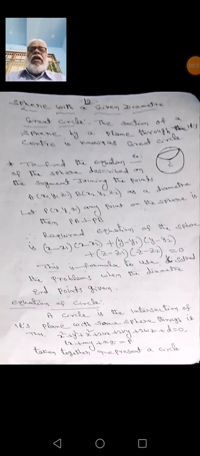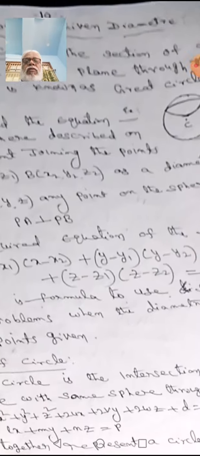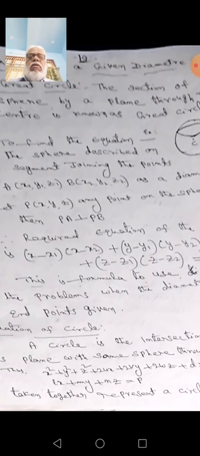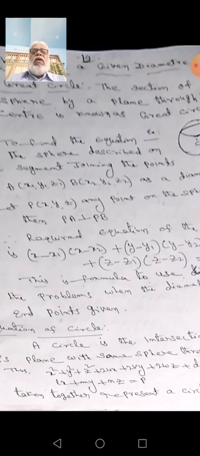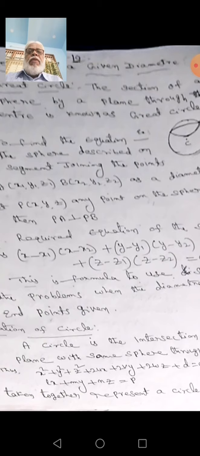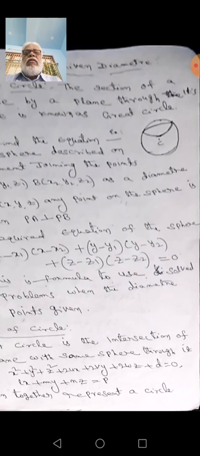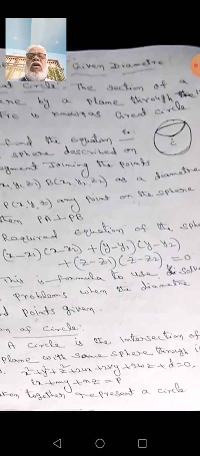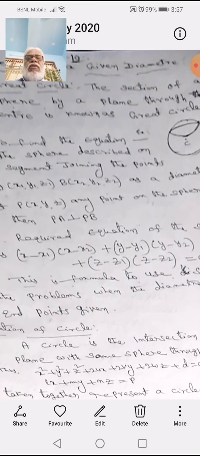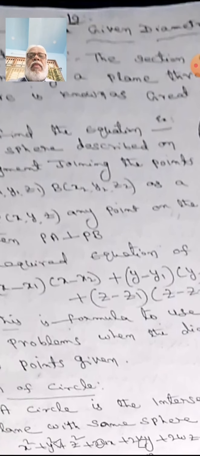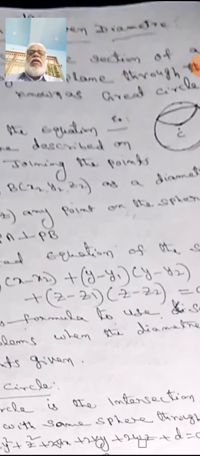Here there is a great circle. What is the meaning of great circle? What is the equation of the sphere which touches the great sphere? If the intersection of a sphere by a plane through its center is known as a great circle.